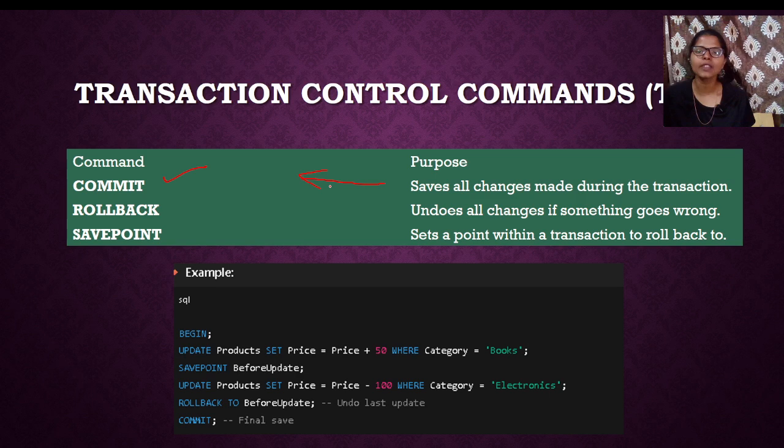Each and everything will be saved when you perform the commit operation. Next, rollback means when anything goes wrong, it has to come back to the original state. It has to undo everything. Like if the amount was taken from your account and has not reached the destination, it has to come back to your account. That is undo, rollback. Okay, savepoint: if you have done a wrong step in any step, like there are three steps.